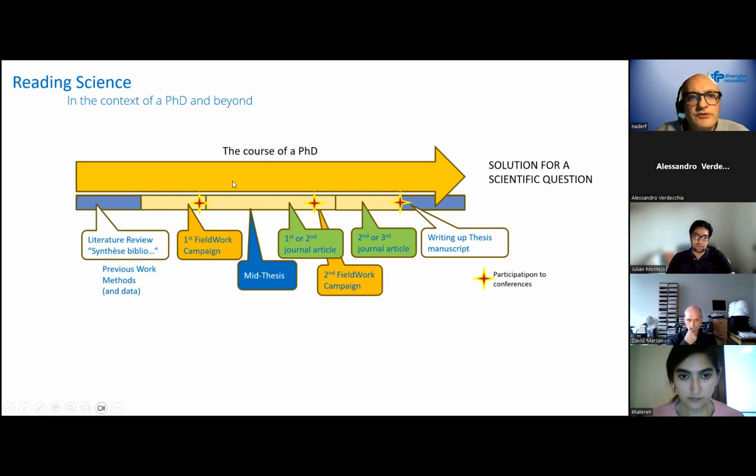And then the student will have a mid-thesis exam in the middle, or it's not really an exam, it's more like a presentation and a report. Then a first or second article, because sometimes a first article comes before the mid-thesis milestone. A possible second fieldwork campaign, and then another article and the writing up of the thesis in the last 6 months. So the first 6 months are for literature review, the last 6 months for writing up the thesis, and then participation at congresses, whether internal, national or international.